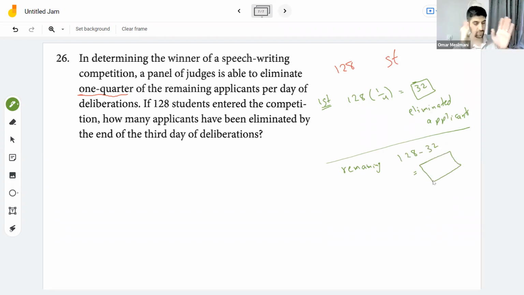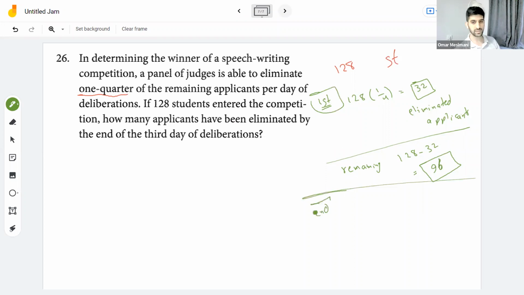Because I do have a total of 128, yes or not? And now 32 is eliminated. So 96. Okay, 96 in my first day. Second day, I'm going to do exactly the same. So that's the first day. We finished from the first day.